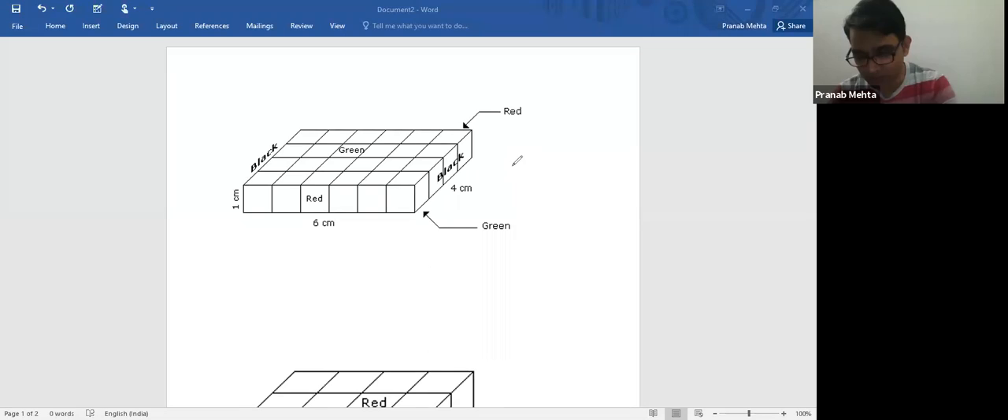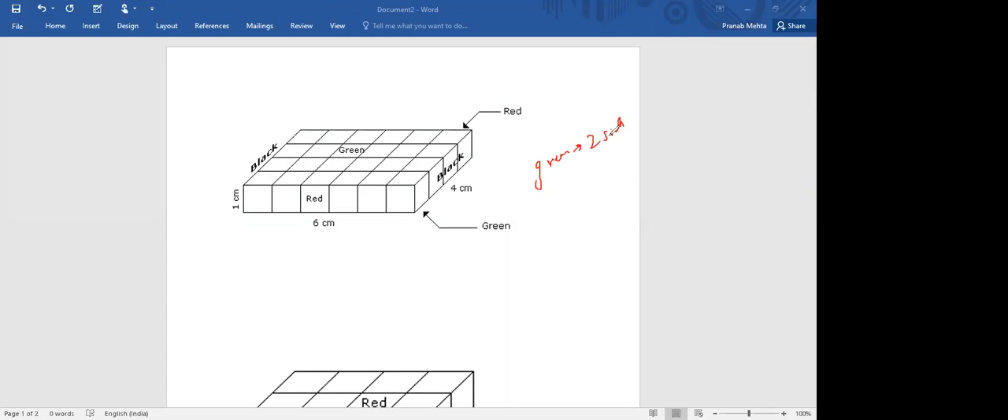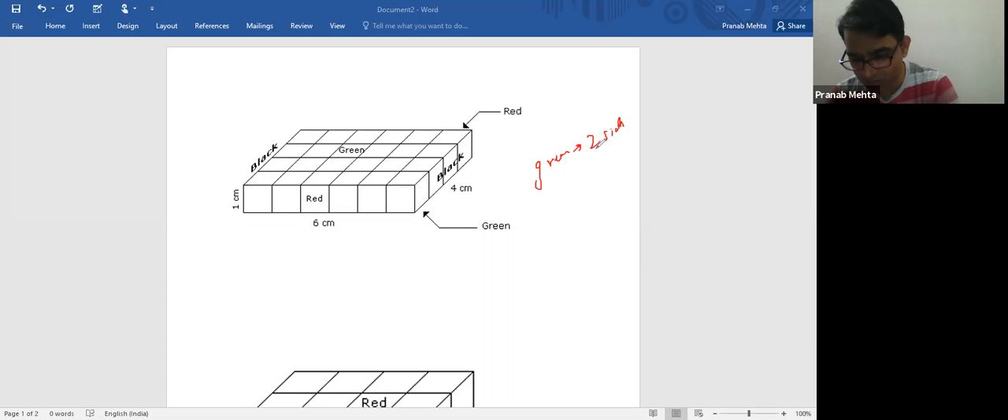Correct. Now next question. Question number 4. How many cubes will have green color on two sides? Green color on two sides. 8, sir. Great.